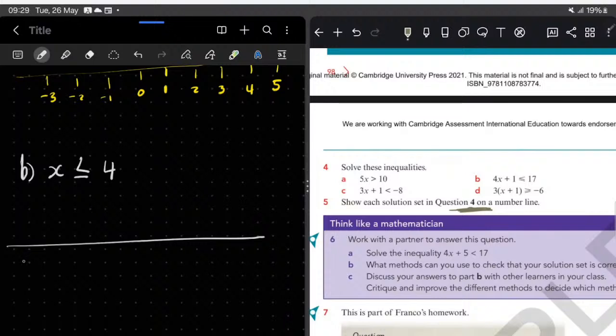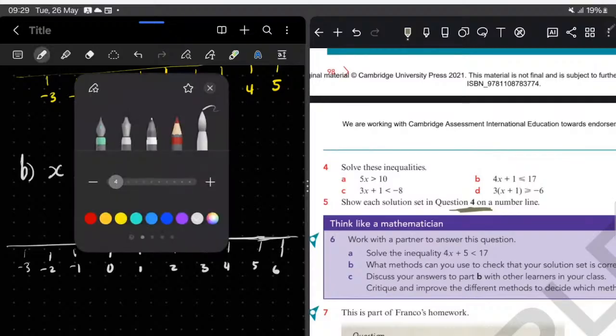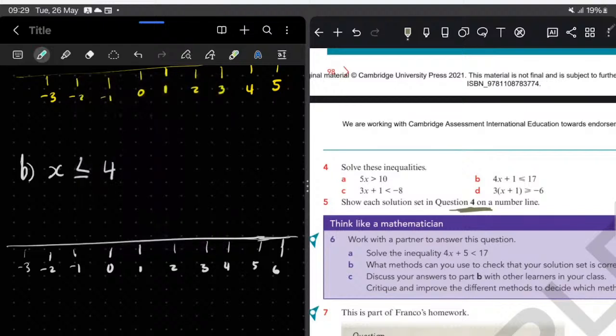-3, -2, -1, 0, 1, 2, 3, 4, 5, 6. Now, what is the first thing, Vic? What should we look at first? We'll look at where we are going to place the circle first. Well done. That's what we're going to do.